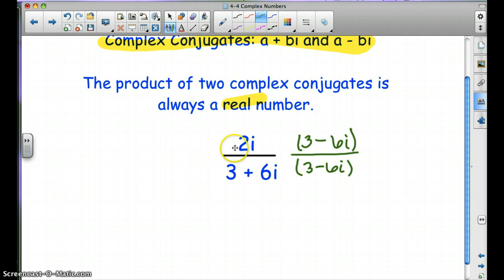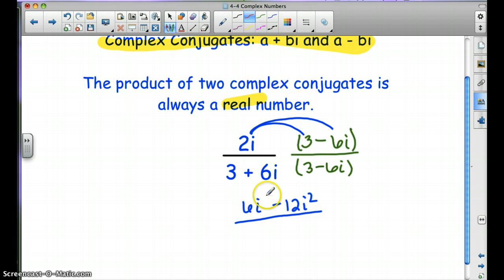So when we do that, we're going to go ahead and distribute on top here. So 2i times 3 is going to be 6i. And here I'll show the distributing. And then we have 2i times a negative 6i. So that's going to be a negative 12i squared.